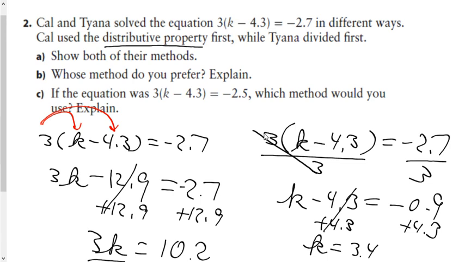Which way do you prefer? Probably the second, because it requires the least amount of work. But the most important thing about the second method is understanding the reason why we divide both by 3. It is because we have three groups of k minus 4.3, and if I divide both sides by 3, keeping in mind this idea of balance of equality, I have one group of k minus 4.3 equals a value. So that's a very efficient way to do it.